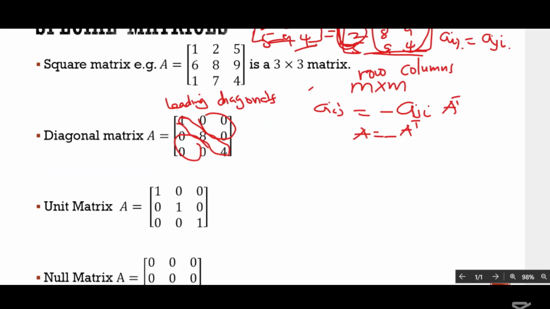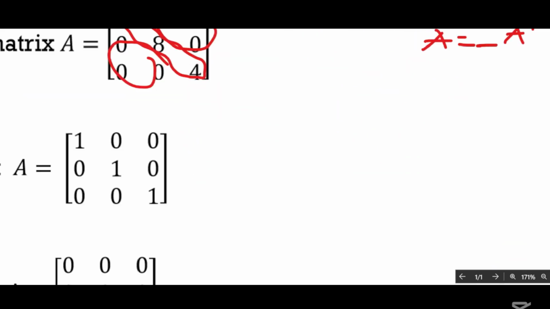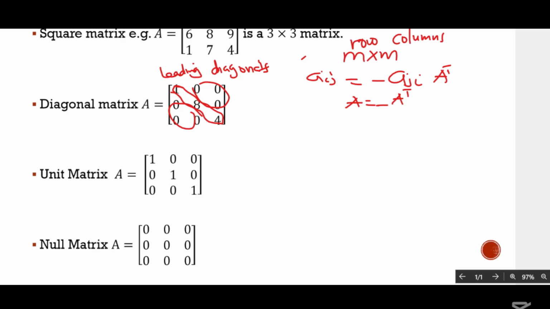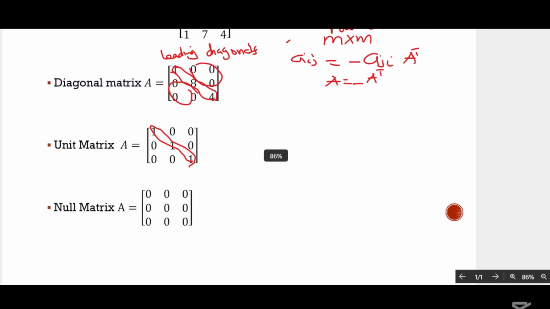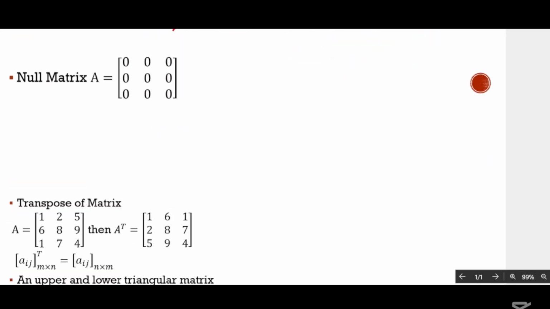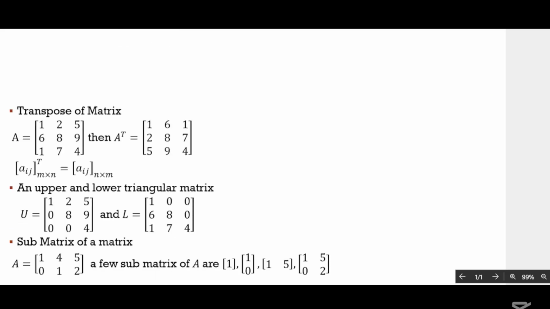Then let's talk about a unit matrix. If you have a matrix where the leading diagonals are all units, or 1, it is called a unit matrix. Then a null matrix is where all the elements in the matrix are what? 0. So that one I won't talk much about.